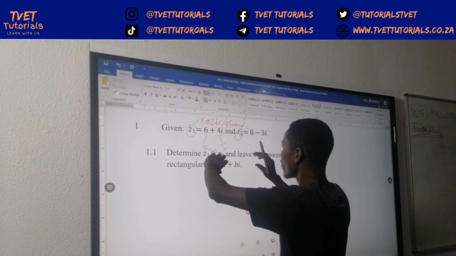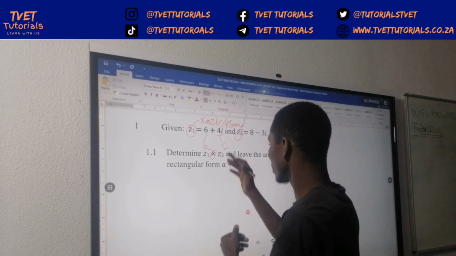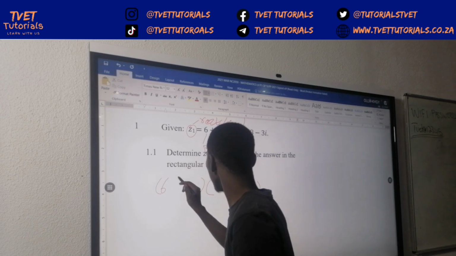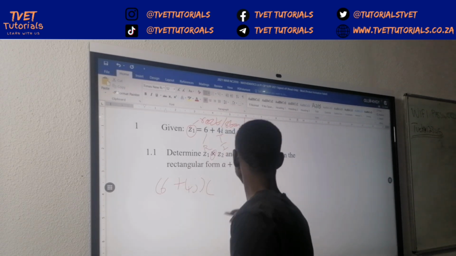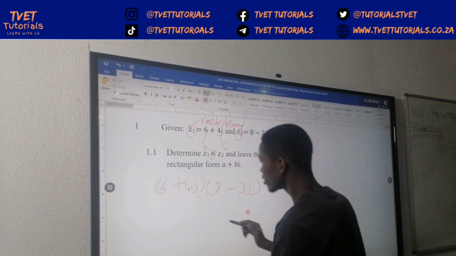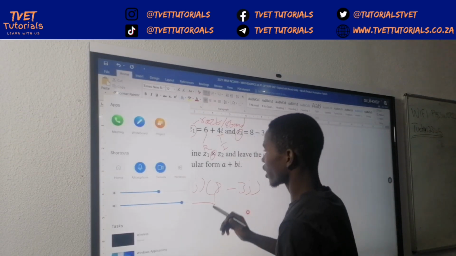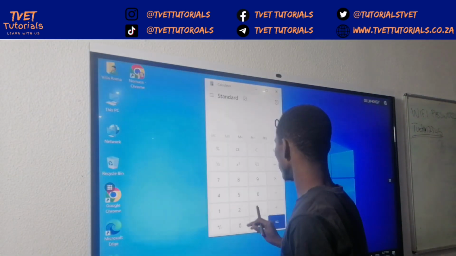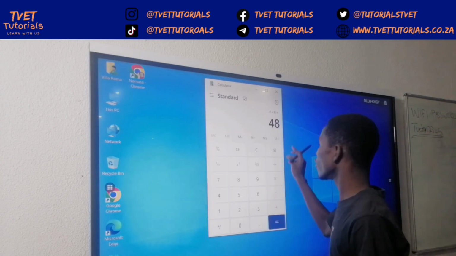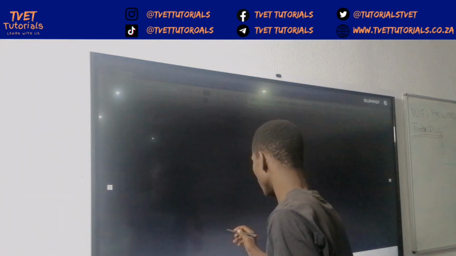So if I'm going to determine Z1 multiplied by Z2, it's a multiplication. I'm going to find a product. This means I must have 2 brackets. Z1 is 6 plus 4i, but my Z2 is 8 minus 3i, right? Whenever I need a product, I'm going to take this 6 and multiply with 8. I use my calculator, 6 multiplied by 8, which will give me 48.